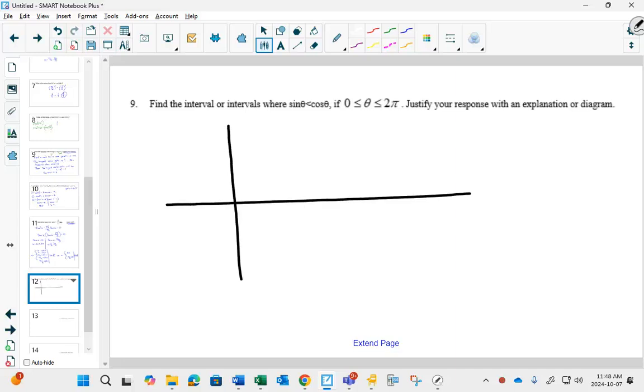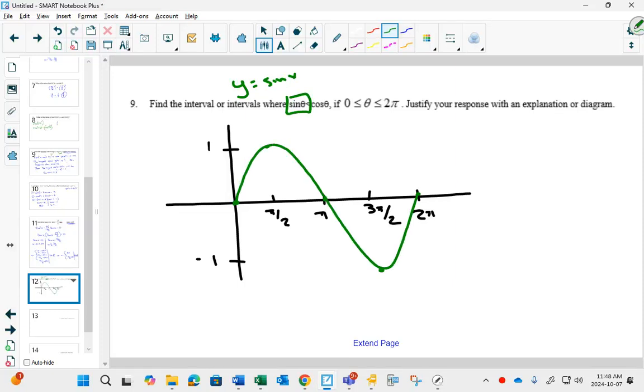So I'm going to graph from 0 to 2 pi both sine and cos. I'm going to graph y equals sine x in green. Sine starts in the middle going up. And I'm going to graph y equals cos x in blue. Starts at a maximum, center line, minimum, center line, maximum.